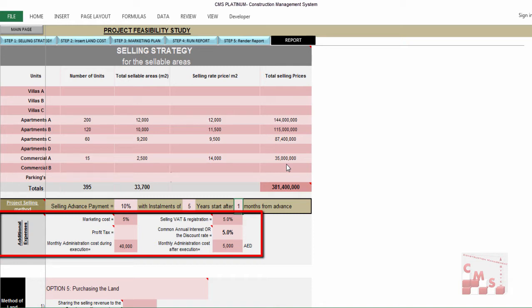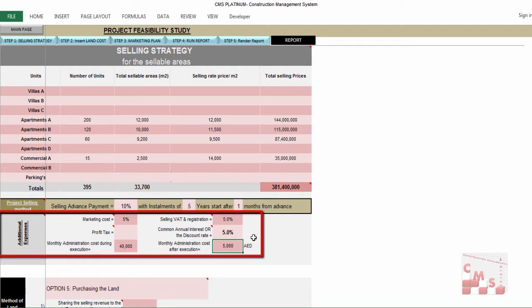Further to this, there are other expenses from the developer's point of view, which are the marketing cost, the selling VAT and the profit tax, and also the monthly administration during the execution, and the monthly administration after the execution. As a developer, you will still be selling your units and receiving installments, and you'll have some overhead and administration after the execution. So this also must be considered.